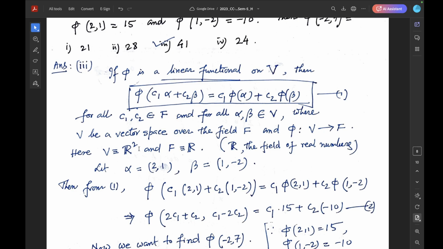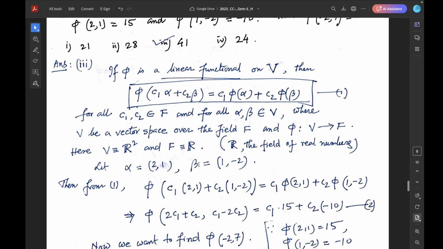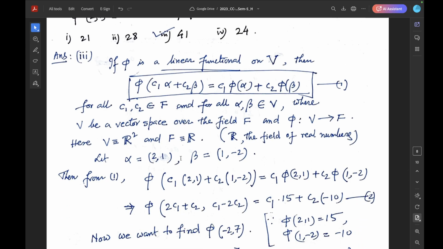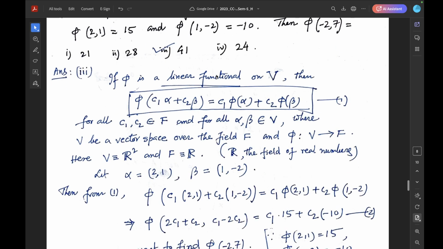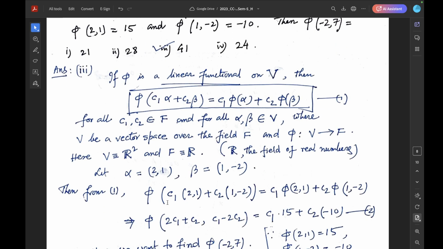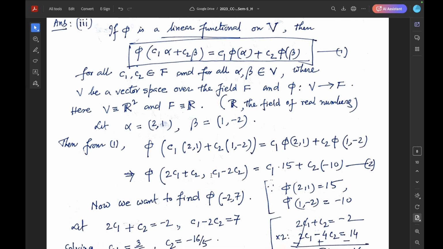Here, in this question, V equals R2 and F is the real field R. And alpha equals (2, 1) and beta equals (1, minus 2). So phi of (c1 alpha plus c2 beta) equals c1 phi(alpha) plus c2 phi(beta). So you can write phi of (2c1 plus c2, c1 minus 2c2) equals c1 times phi of (2, 1), which is 15, plus c2 times phi of (1, minus 2), which is minus 10.